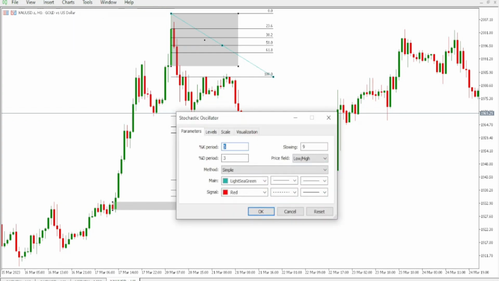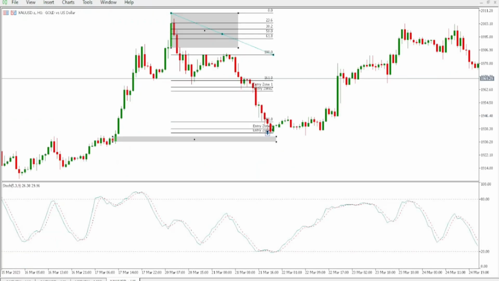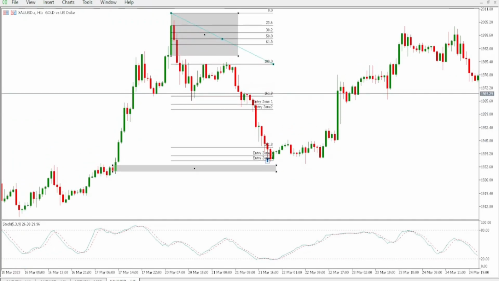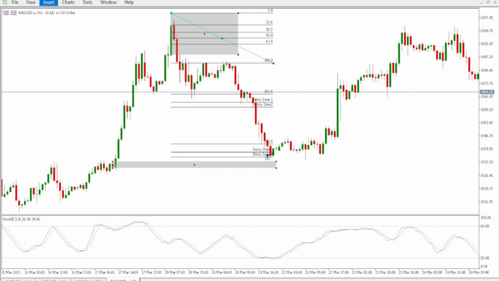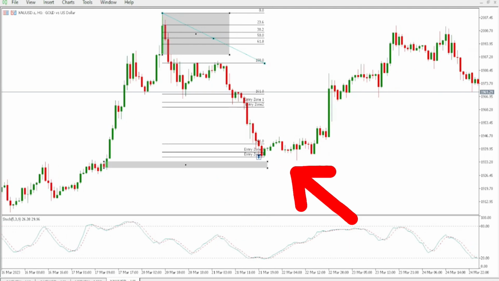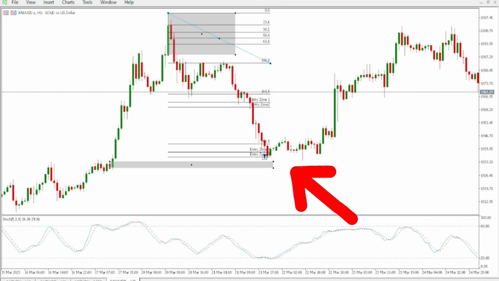Levels should be at the 5% K period, and D period should be 3, and our slowing should be 9. Okay, now that this has appeared in our chart, we can see our confirmation signal. Now, how the stochastic RSI works: once it's below 20 it is oversold, once it's above 80 it is overbought, and we bought our signal when it was oversold. It was touching 20 or below 20.